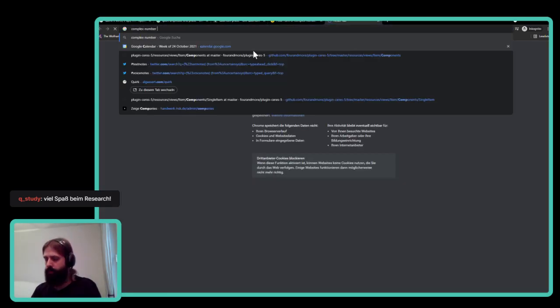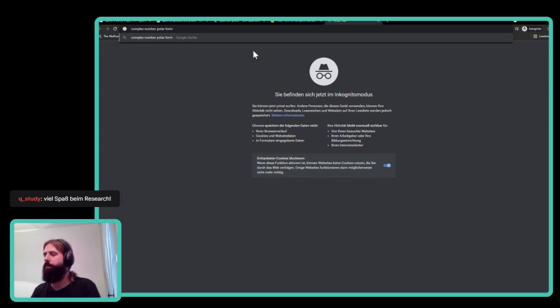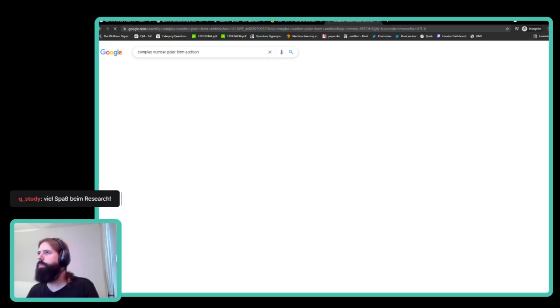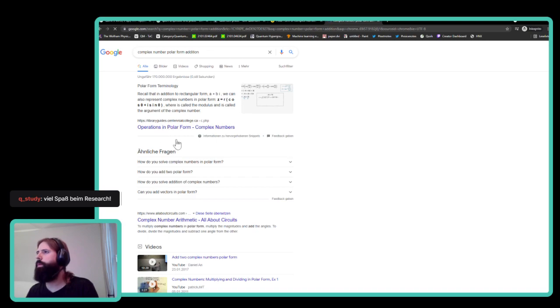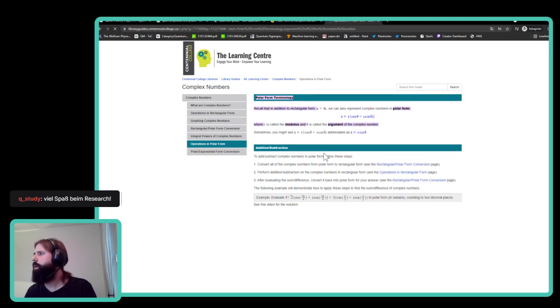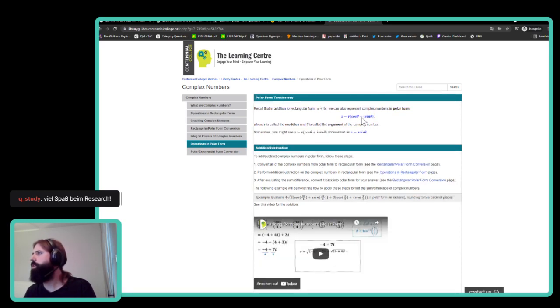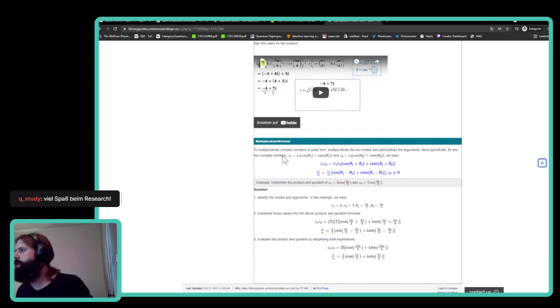So complex numbers, polar form, addition, operations in polar form. There you go, that's what I wanted. Addition and subtraction are easier in the rectangular form, exactly. But multiplication is easier in polar form: multiply the two moduli and add or subtract the arguments, exactly.